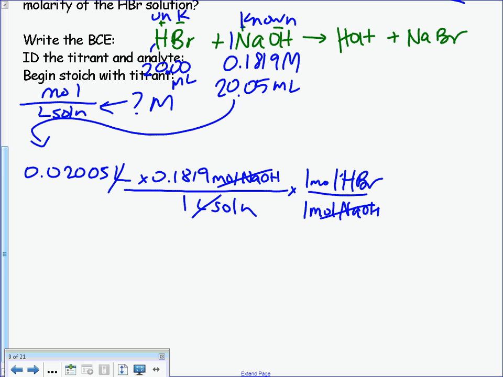Calculator. Everybody have a calculator out so you can practice. What is that so far? 0.003647. Can you get that to me in scientific notation?